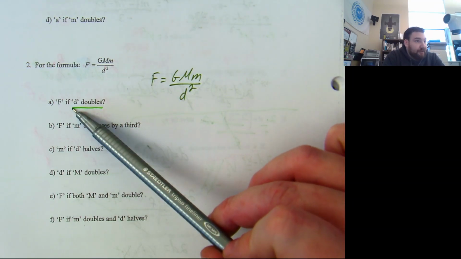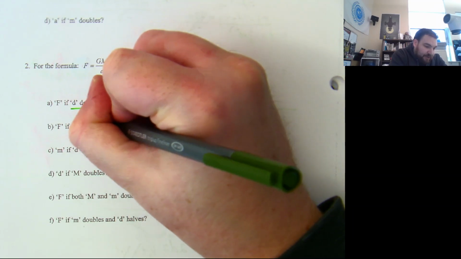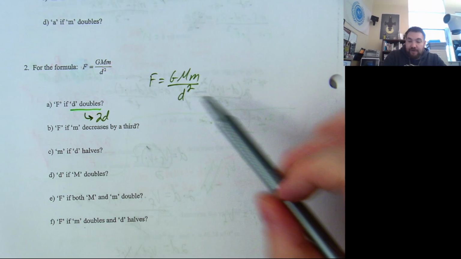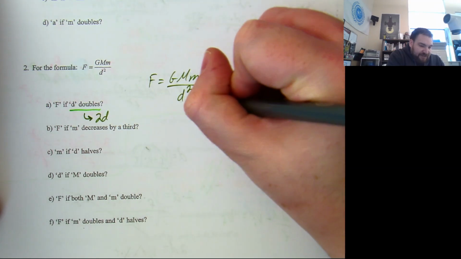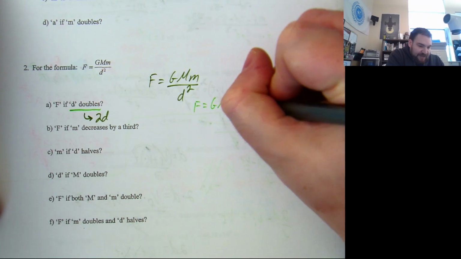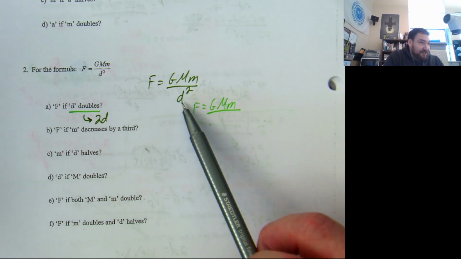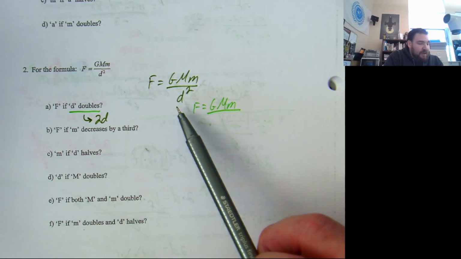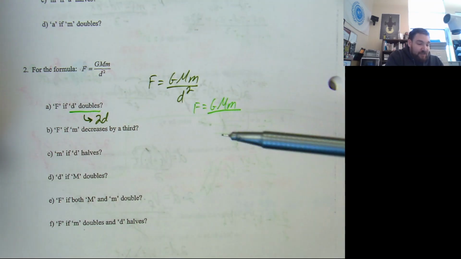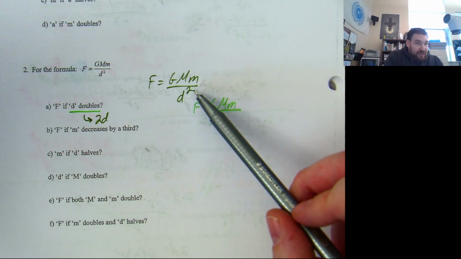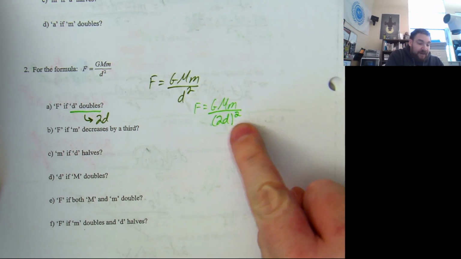So if d doubles, that means I'm going to replace d with 2d, and I'm going to shove it into this equation here. So what I'm going to get here is that F is going to equal the G, the M, and the m don't change. But I want to replace d. Now, if you remember what we did yesterday, when I was having you substitute things in, my recommendation was to throw a set of brackets down and then place the new thing inside there. And this is where it's going to get really important. As soon as we're dealing with exponents, that's absolutely necessary. That 2d is going to go inside here, and that squared is going to remain outside.